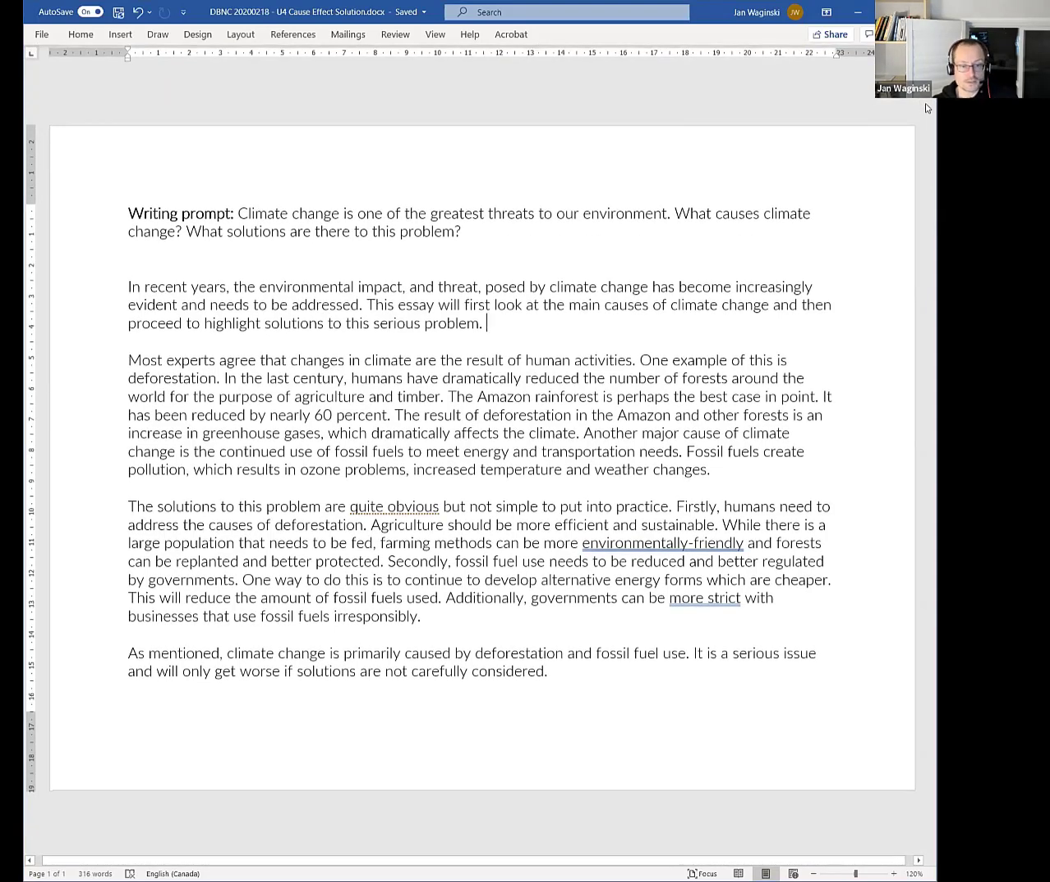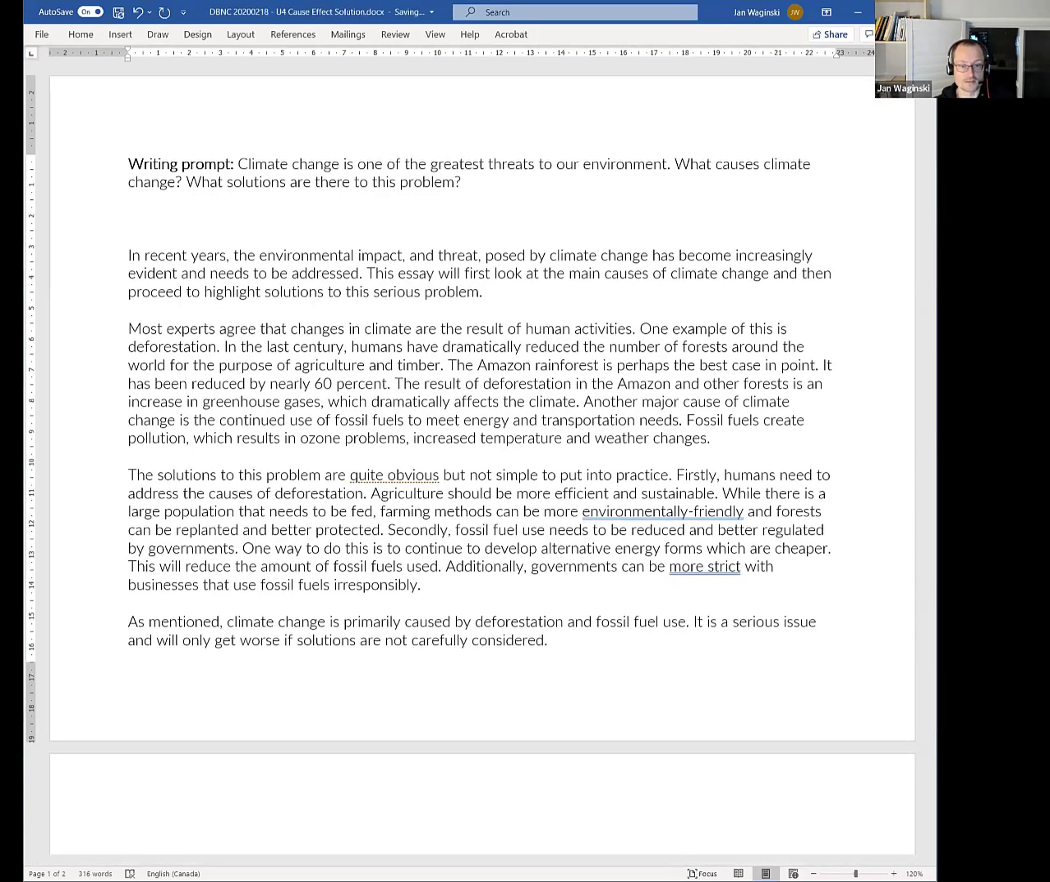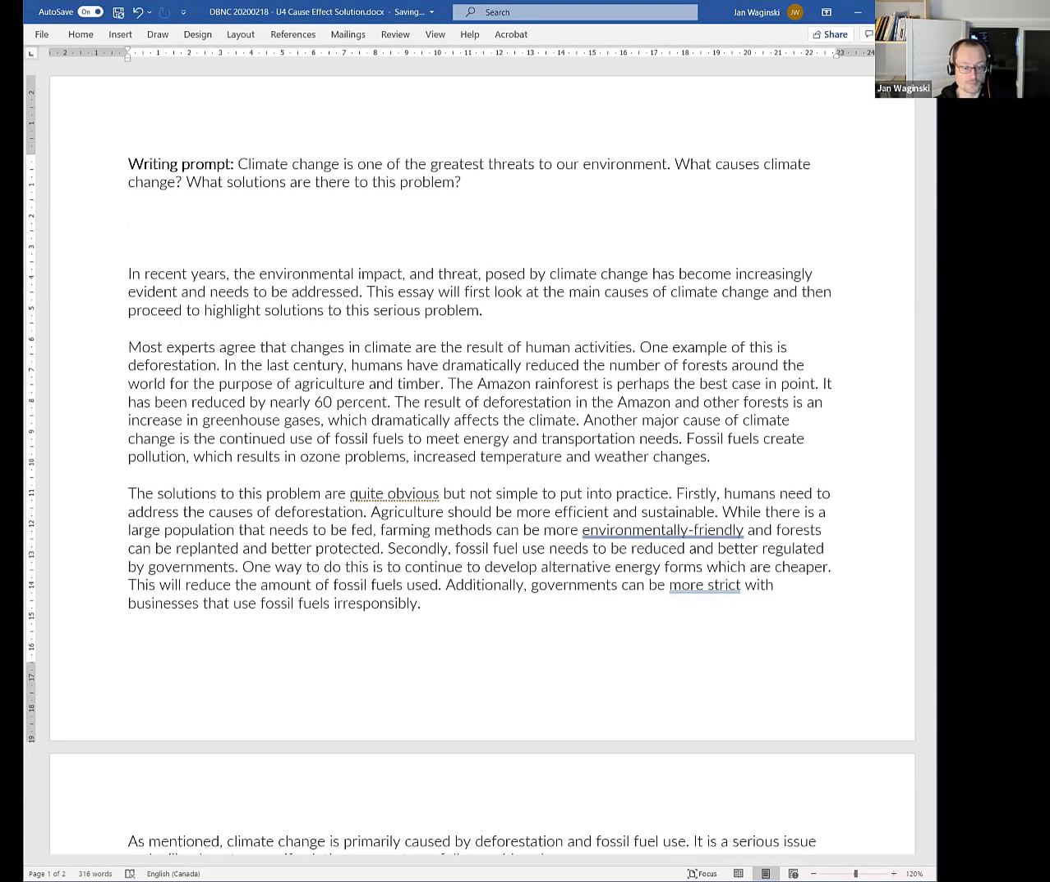Great. So we're going to look at cause, effect, solution prompts. The prompt, this one is, climate change is one of the greatest threats to our environment. What causes climate change? What solutions are there to this problem? So this is cause, effect. The format that you use for this is basic four paragraph format.